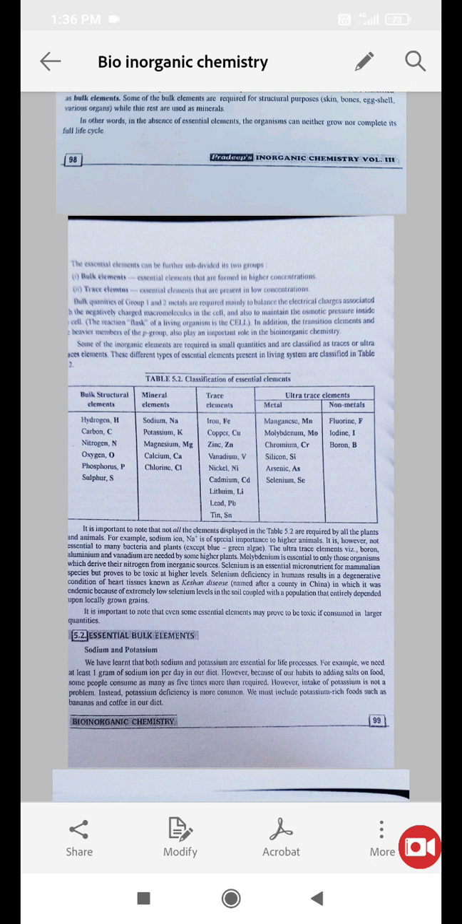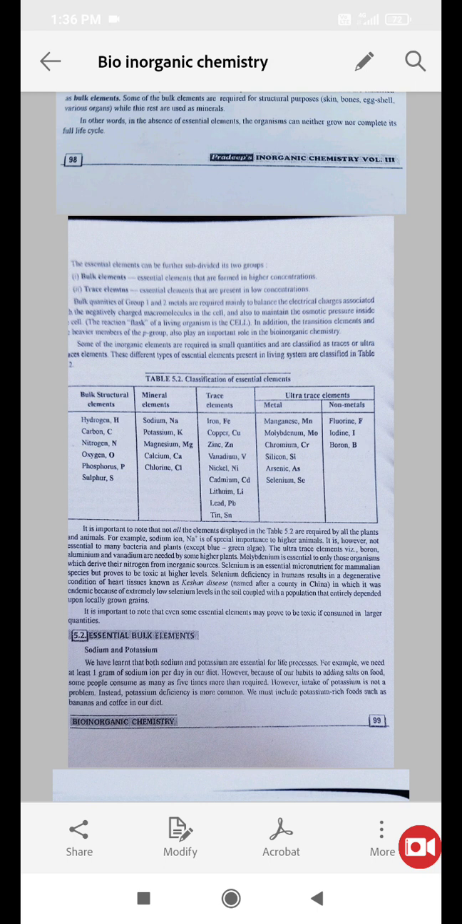Calcium, chlorine, iron, copper, zinc, vanadium, nickel, cadmium, lithium, lead, tin. These are trace elements. Ultra trace element metals are manganese, molybdenum, chromium, silicon, arsenic, and selenium. Non-metals: fluorine, iodine, boron.